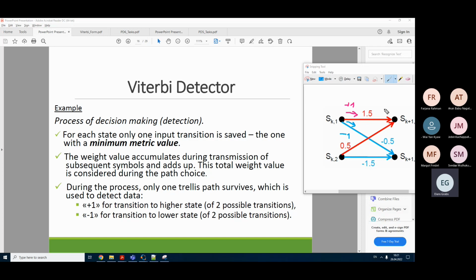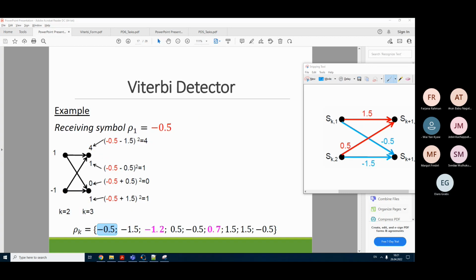Yes, the one which is higher is +1, the one which is lower is -1. Accordingly, knowing this information, we will be able to convert this transition into the actual symbol that has been transmitted. And this way we will receive our data. So that will be equalization and detection in the same process.